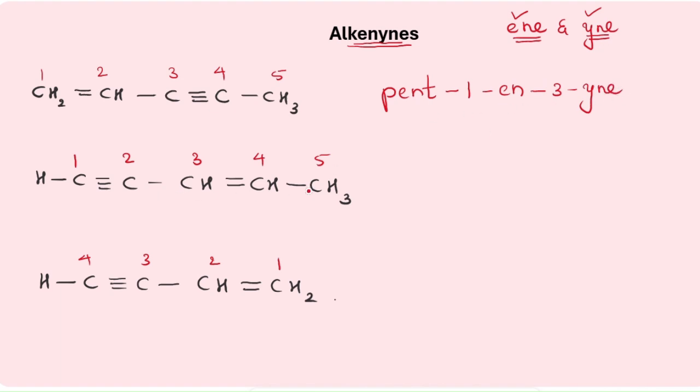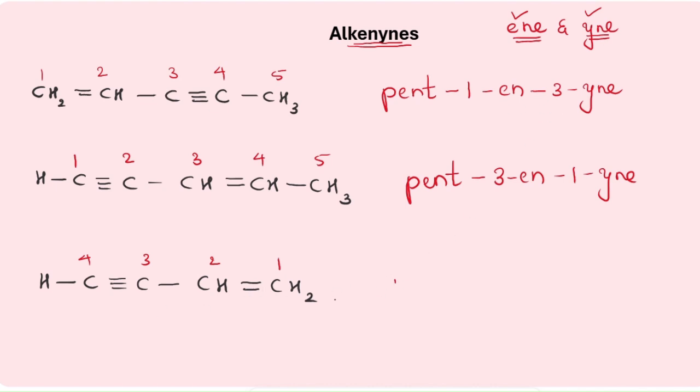Now let's take the second one. Here also we have 5 carbons, therefore pent, right? Here first you have to name the ene itself because the names are alkenynes, right? But the position of the double and triple bond will be different. So pent-3-ene-1-yne. The positions are different. That's it.